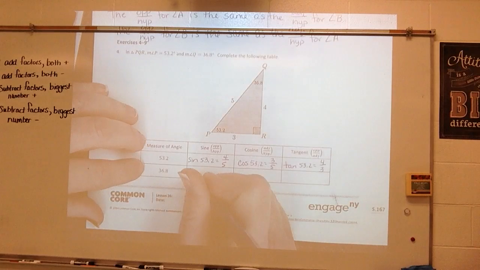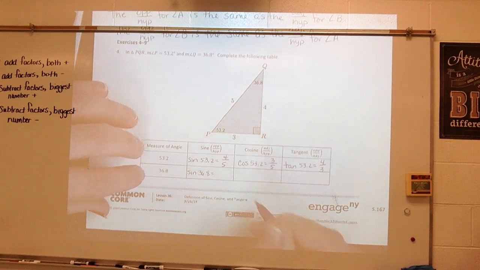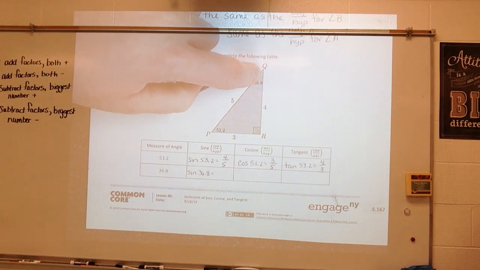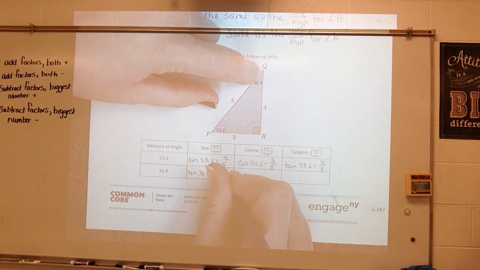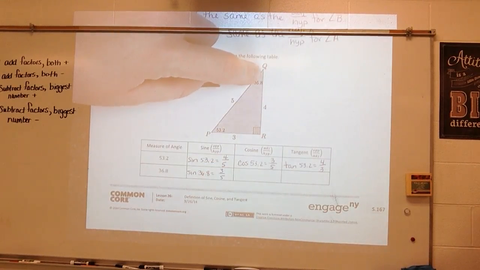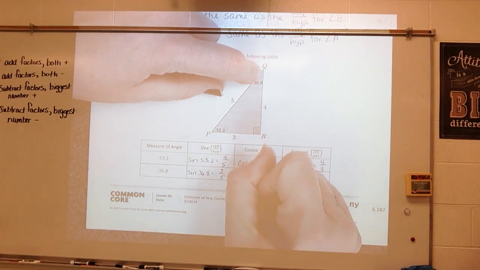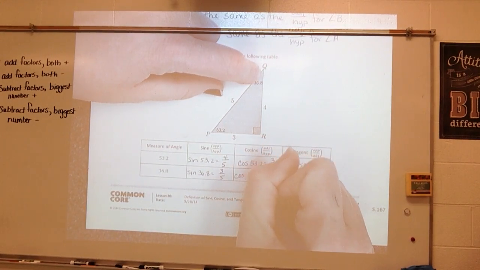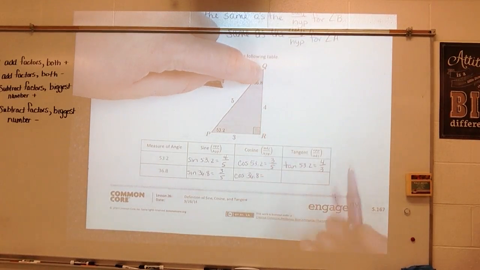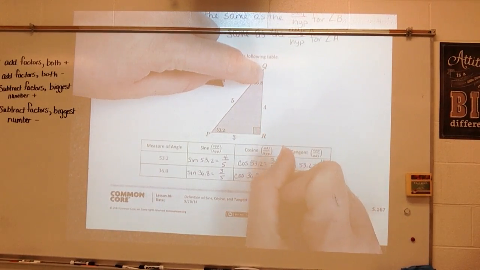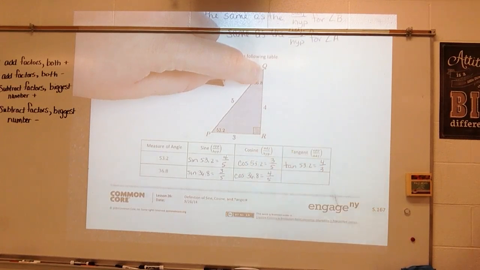All right, I'm going to look at the sine of 36.8. So now remember, we're switching angles. So now I'm going to look at the opposite of that, which is 3 over the hypotenuse, which is 5. All right, the cosine of 36.8. So cosine is adjacent. That would be 4. And hypotenuse would be 5.